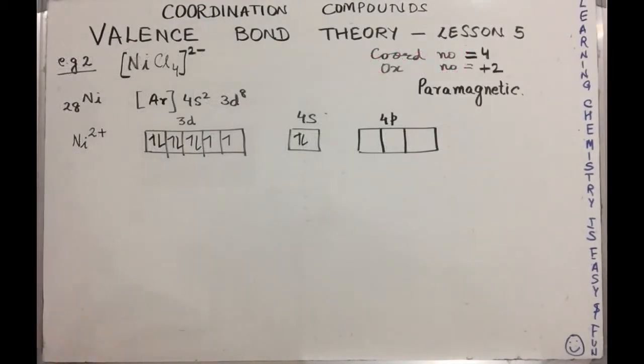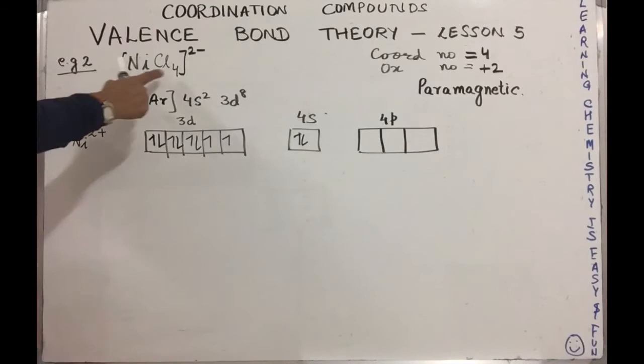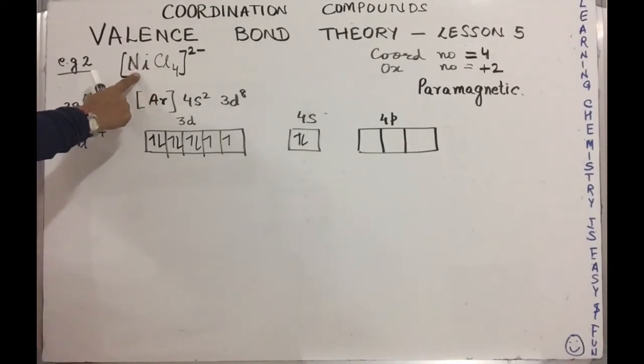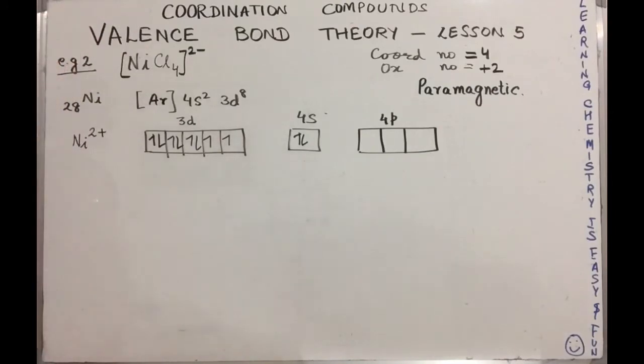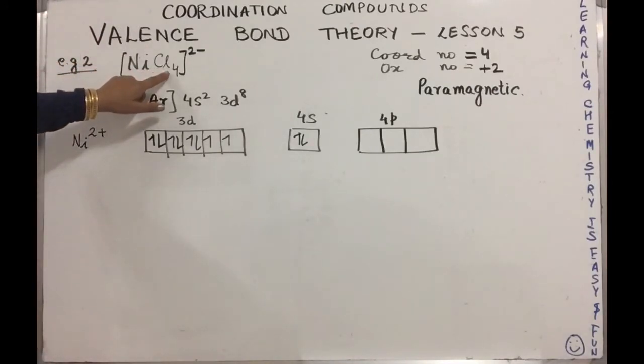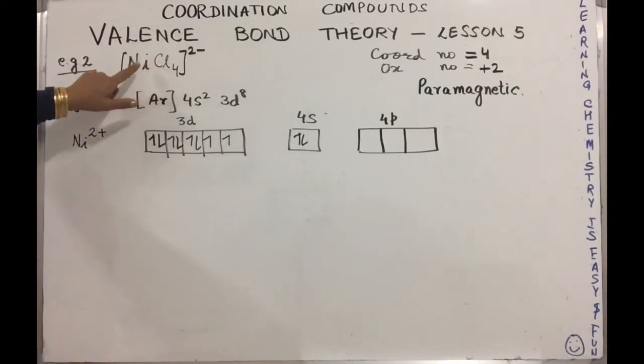Now we are taking a compound of nickel. Can you give me its name? If you revise the topic on nomenclature, yes, it's tetrachlorido-nickelate 2, indicating that its coordination number is 4, oxidation number is 2. We are talking about nickel, right? What Werner had called the primary valency and the secondary valency, right?